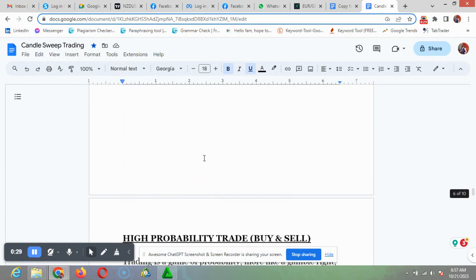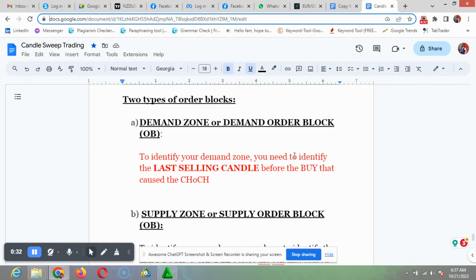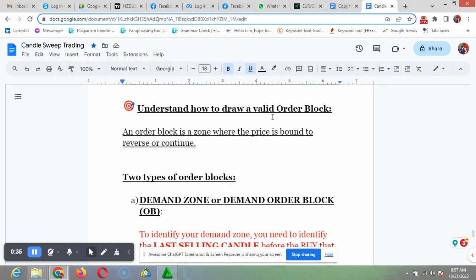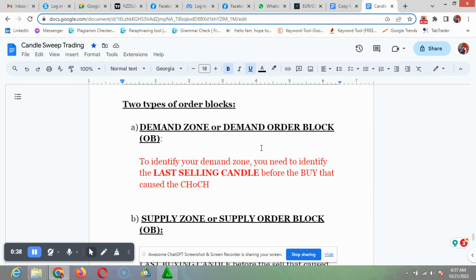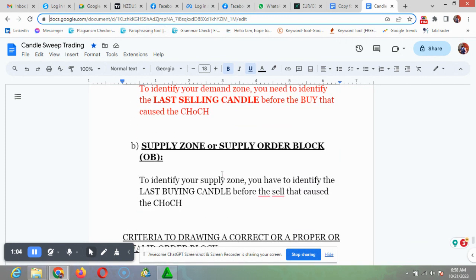All right, so let's go over the rules again. These are the rules here. I said we have two types of order blocks, right? And in the last video, I showed a practical example of how to mark your demand order block. And I said the rule to marking your demand order block, or as you can call it, your demand zone, is to identify the last selling candle before the buy that caused the church. Now, I also gave the rule for a supply zone. I said for a supply zone, you have to identify the last buying candle before the sell.